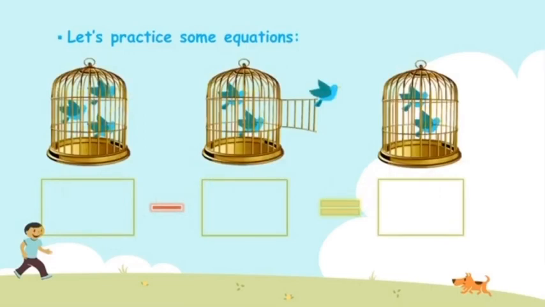Another example. Inside this cage there are 3 birds. If someone opened the cage and one bird flew away, how many birds are left over? 3 take away 1 equals, let's count the birds inside the cage. 1 and 2. So 3 take away 1 equals 2. 2 birds are left over.